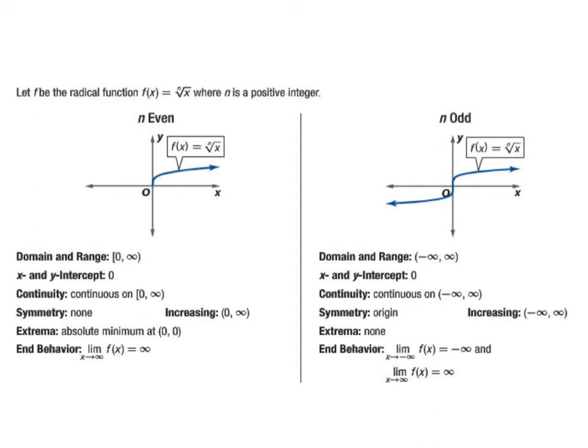The limit does exist on both the left and right. As x approaches negative infinity, the limit approaches negative infinity, and as x approaches positive infinity, f of x approaches positive infinity.